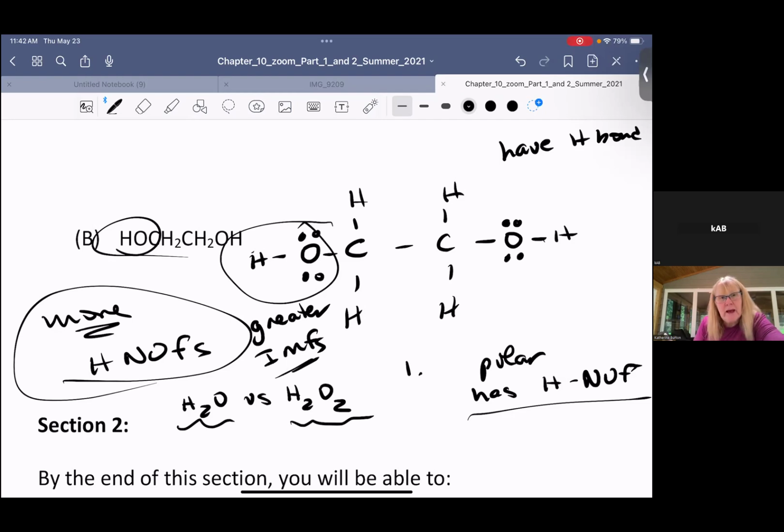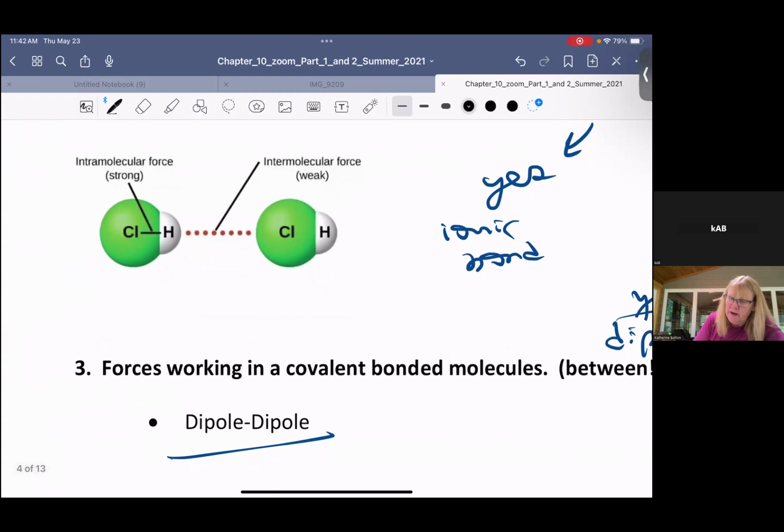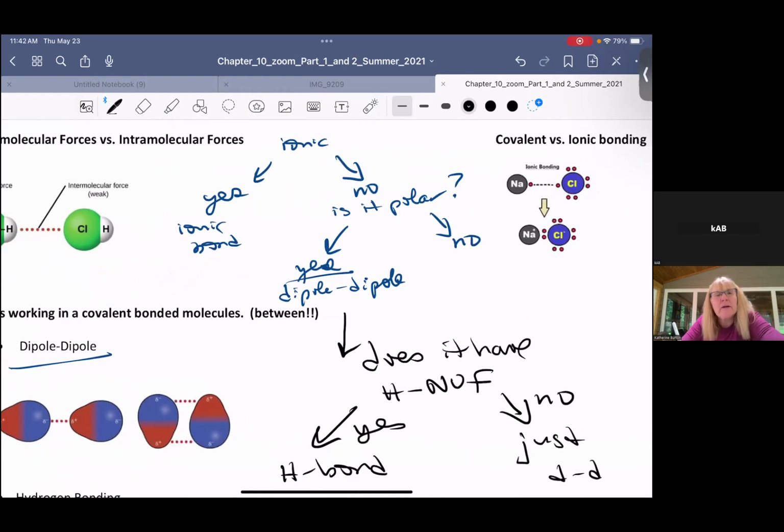Which leaves us to the last possibility. So again, we know what we have. We start with ionic. Yes, ionic bond? No. Is it polar? If it's polar, it's either going to have dipole or a hydrogen bond, which leaves us to this guy, nonpolar. Well, the issue with nonpolar stuff is it still sticks together. If we have iodine, for example, iodine is a solid at room temperature.